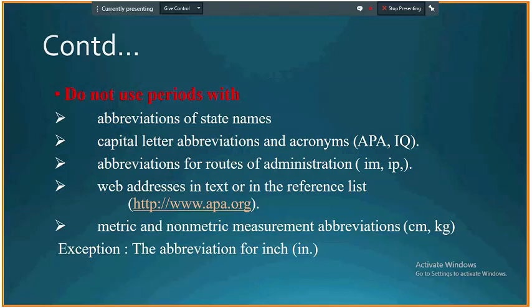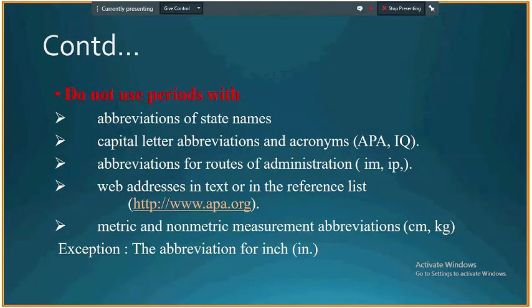I request one friend, Mysore sir, please. Can you read this bullet? Mysore sir. I think he did not listen. Next, I request Prema madam. Yes, sir. What to do, sir? Please, can you read these five bullets under do not use period with? Yes, sir.